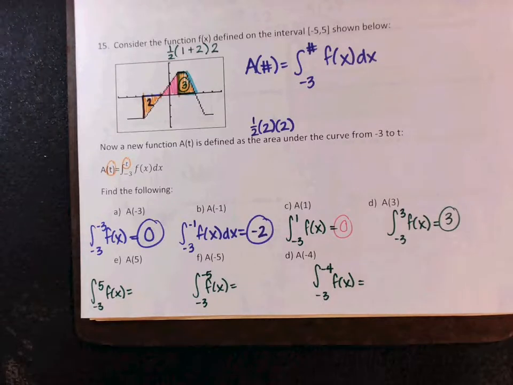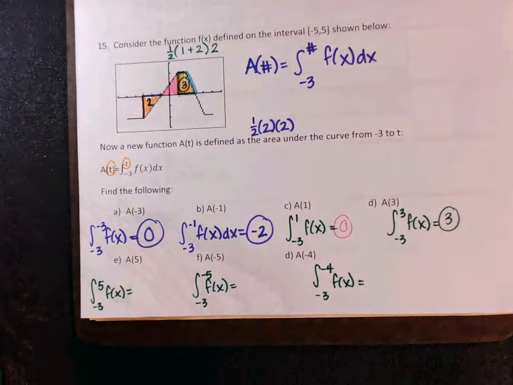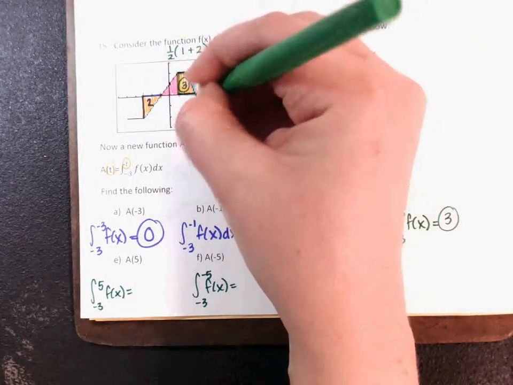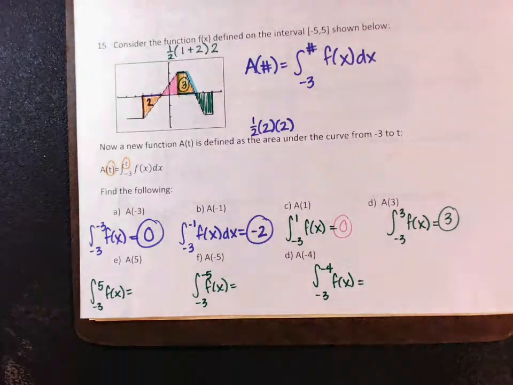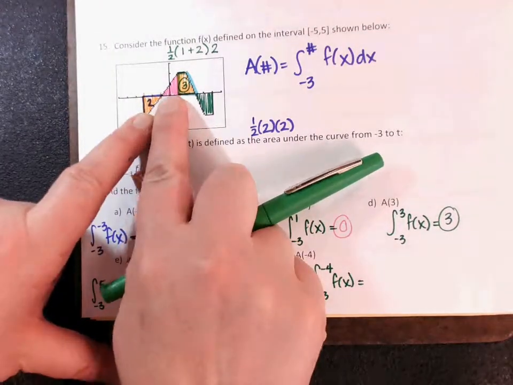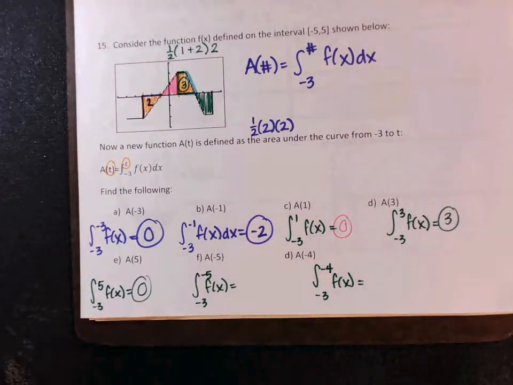Okay, bottom row, -3 till 5. How does that come out? It is 0, because what happens when I continue to shade on my graph? Look at this next trapezoid. It's also how big? The same. So these two triangles cancel out, then these two trapezoids cancel out, then your answer is 0.